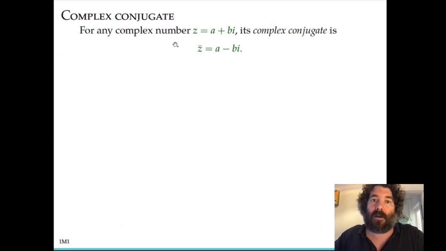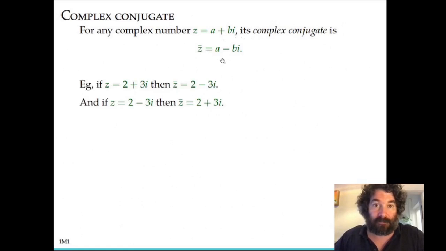For a complex number z equals a plus b times i, its complex conjugate is what you get when you simply put a negative sign in front of the imaginary part. So multiply the imaginary part by -1. We write the complex conjugate using this line over the number. We say z bar, the complex conjugate, is a minus b times i.